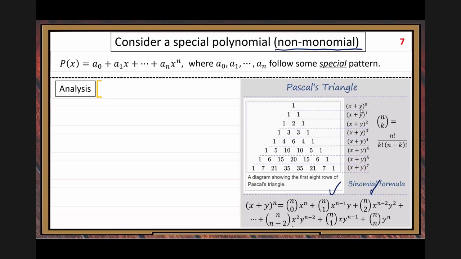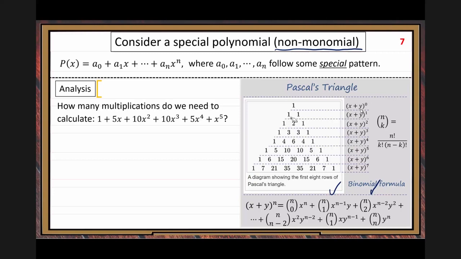Pascal's triangle has a nice property. What's the property? Any number equals the sum of the two numbers on its shoulders, the left one and the right one in the previous row. It's true everywhere. Everywhere you have this property.